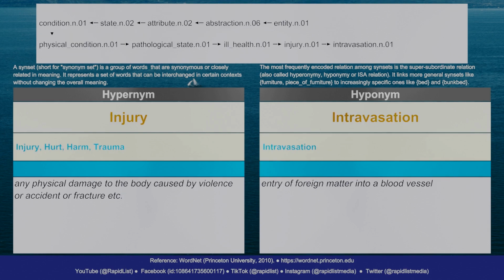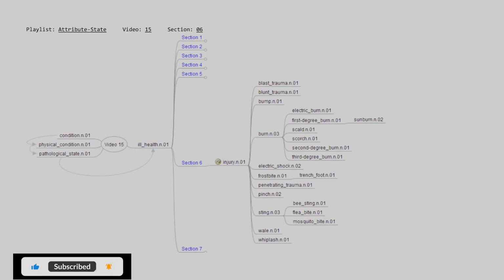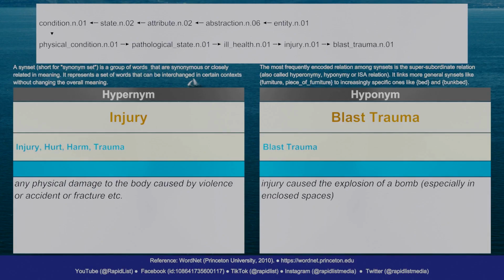Intravasation. Entry of foreign matter into a blood vessel. Section 6. In this section, we will explore injury part 3. Blast trauma. Injury caused by the explosion of a bomb, especially in enclosed spaces.